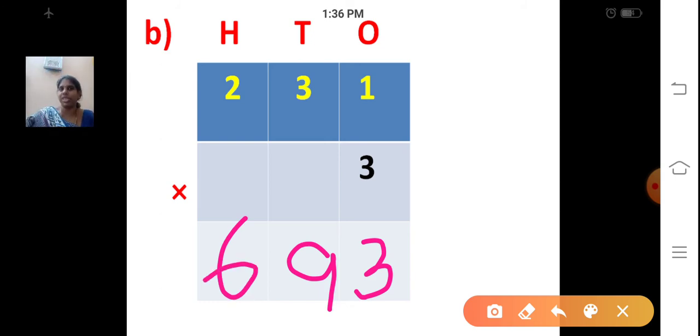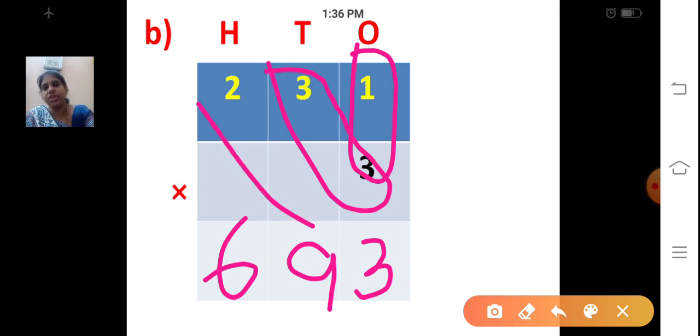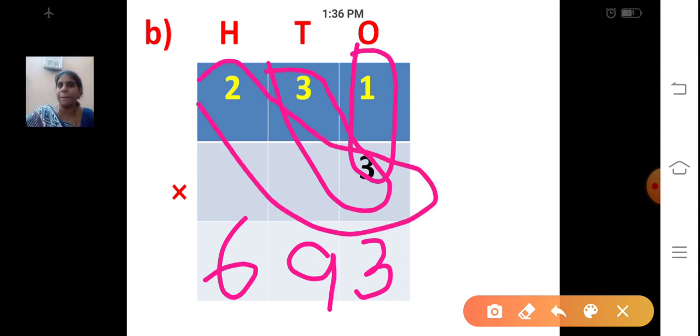So 231 into 3, the answer is 693. 1 three is 3. Then 3 threes are 9. 2 threes are 6. Clear?